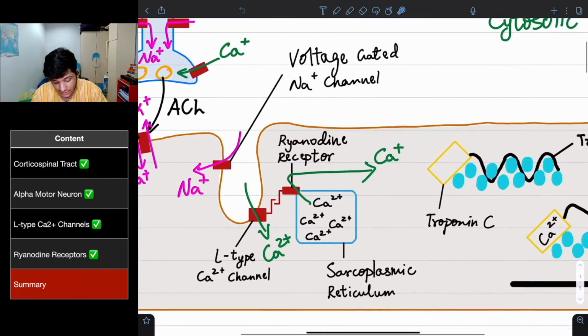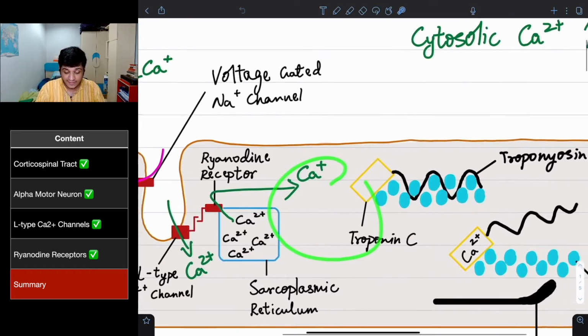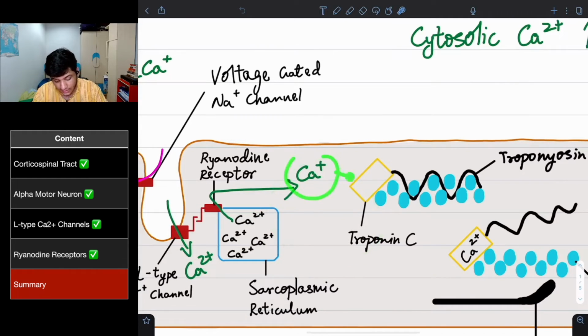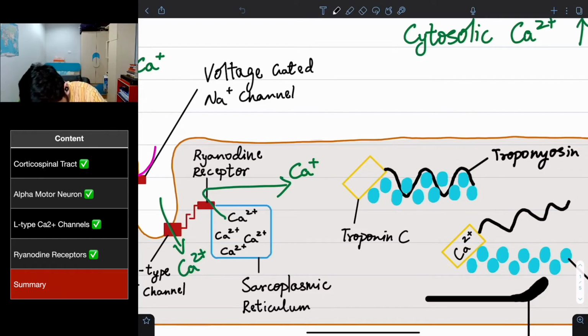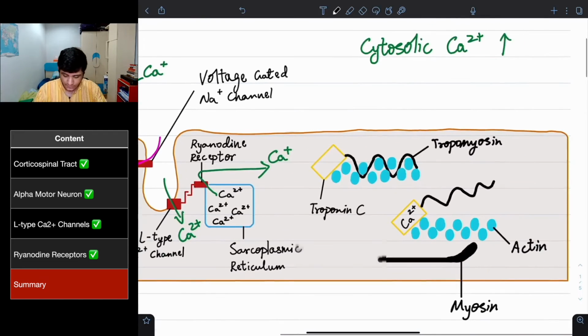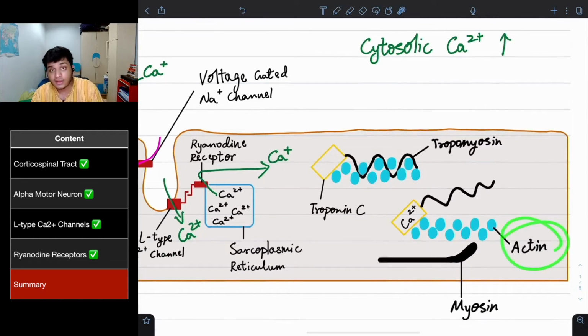This causes the calcium ions in the sarcoplasmic reticulum to move out of the SR into the cytoplasm, right? And these calcium ions can bind to troponin C, which moves the tropomyosin away from the actin, allowing myosin to bind to the actin, causing muscle contraction.